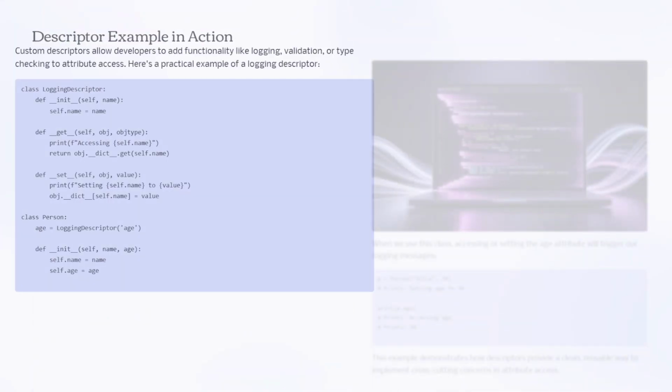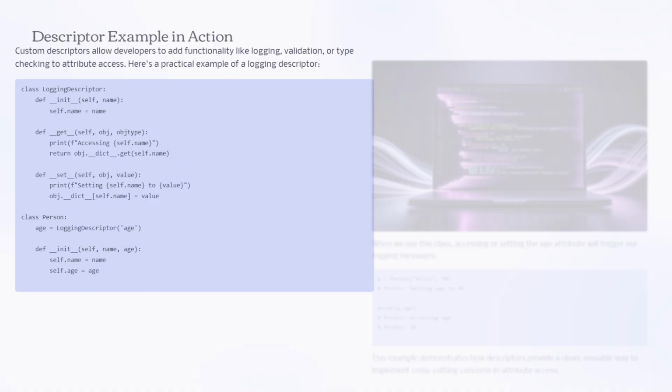So what's a descriptor example in action? Custom descriptors allow developers to add functionality like debugging, validation or type checking to attribute access. Here is an example of a logging descriptor. Do well to copy this code and try playing around with it, typing it out manually in VS Code so you can understand how it works. Do let us know how it went in the comment section.